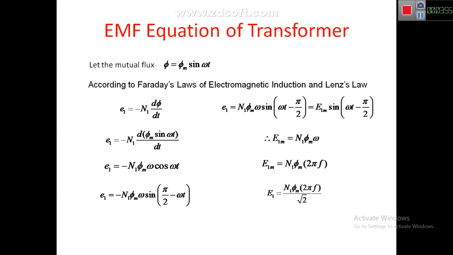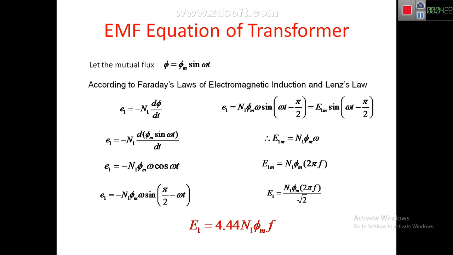Finally, E1 will be 4.44 capital N1 phi m f, where capital E1 is the induced EMF at the primary, capital N1 is the number of turns in the primary, phi m is the maximum flux, and f is the frequency of the sinusoidal voltage. So this is the complete derivation of the EMF equation.